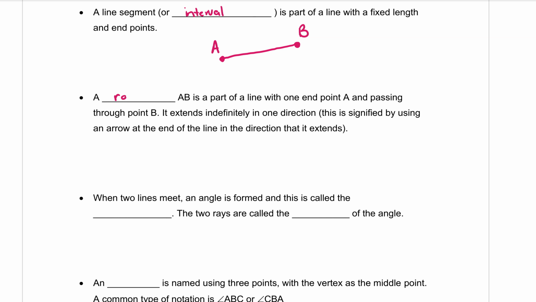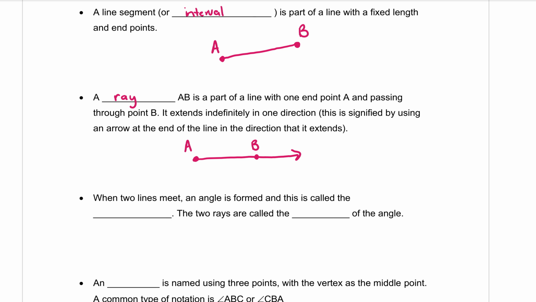A ray AB is a part of a line with one end point, A, and passing through point B. It extends indefinitely in one direction. This is signified by using an arrow at the end of the line in the direction that it extends. So, because the letter A is first, that's where the ray begins. Then we have our line coming away from there. It will pass through the B and continue on indefinitely. So that is a ray, where you can consider that it's like a light beam that's shooting off in one direction.